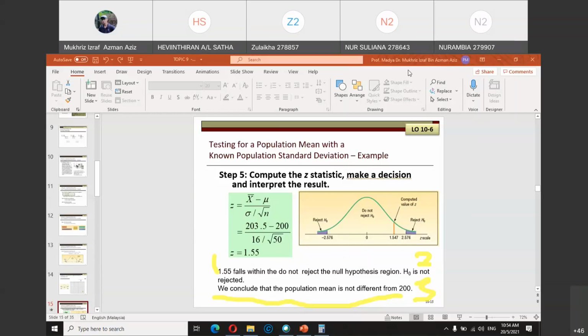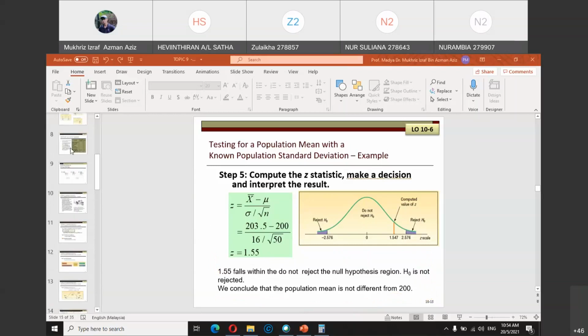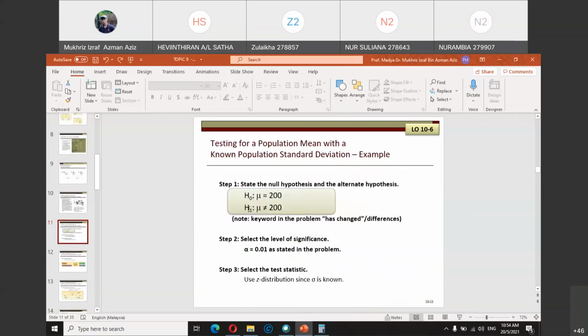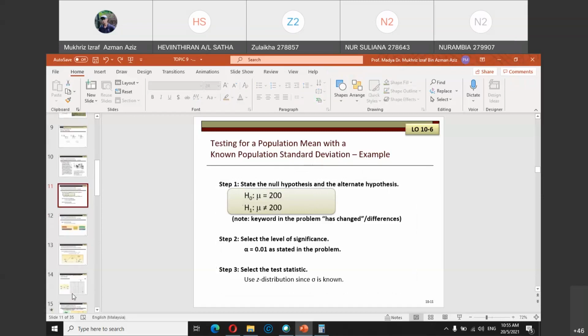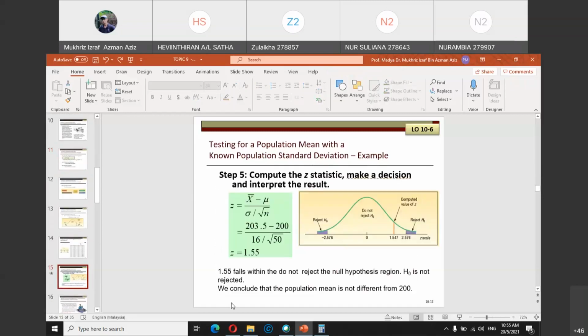So to answer this, you need to check back what is your H1 and what is your H0. Because your H1 is not equal to 200, and your H0 is of course equal to 200. Because you cannot reject H0, let me go back to this decision just now. What does the sentence mean? We conclude that the mean is not different from 200.